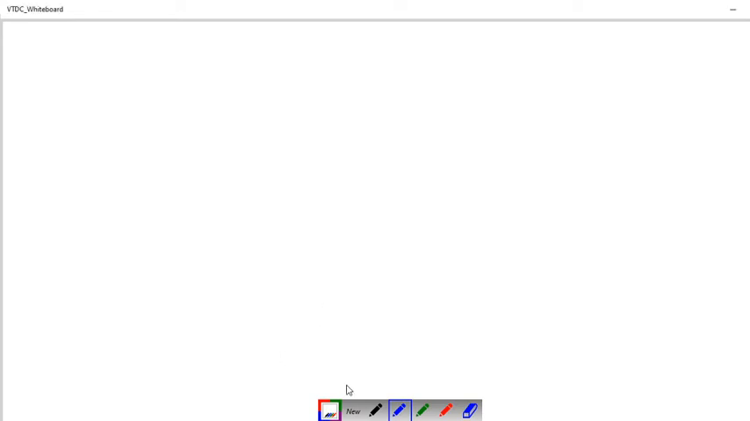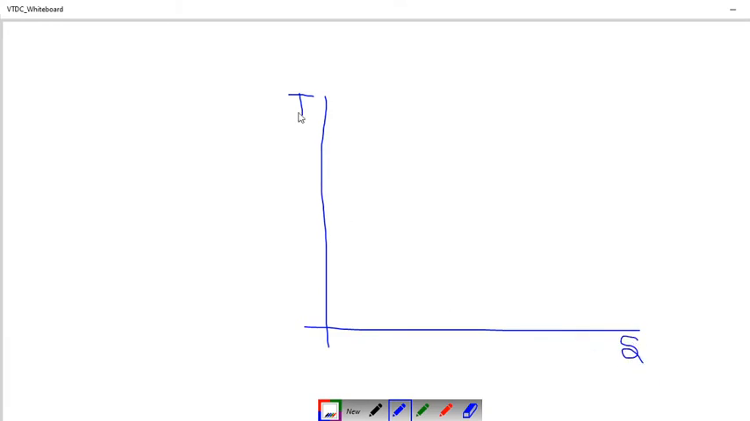Now what is done? To study the behavior of water when heat is added to it, it is generally shown on a temperature versus entropy plot, where on the y-axis the temperature property is taken and on the x-axis specific entropy is taken. Temperature we can take in degrees Celsius or Kelvin, and entropy will be in kilojoule per kilogram Kelvin.